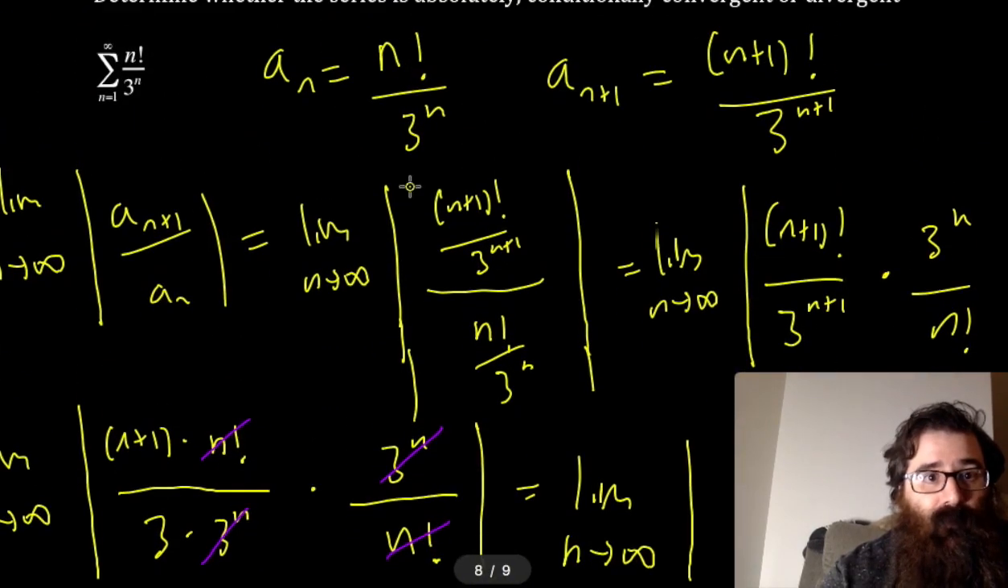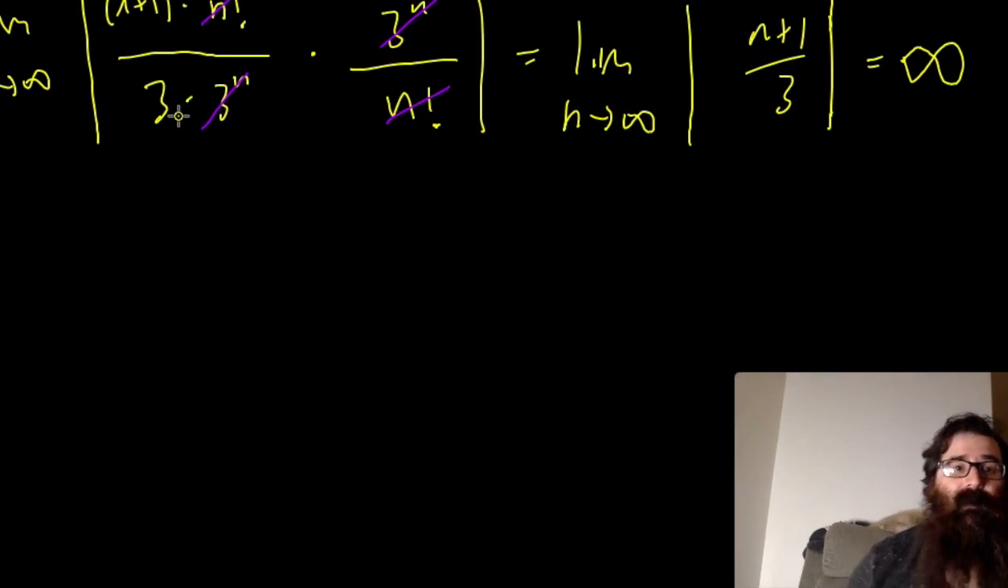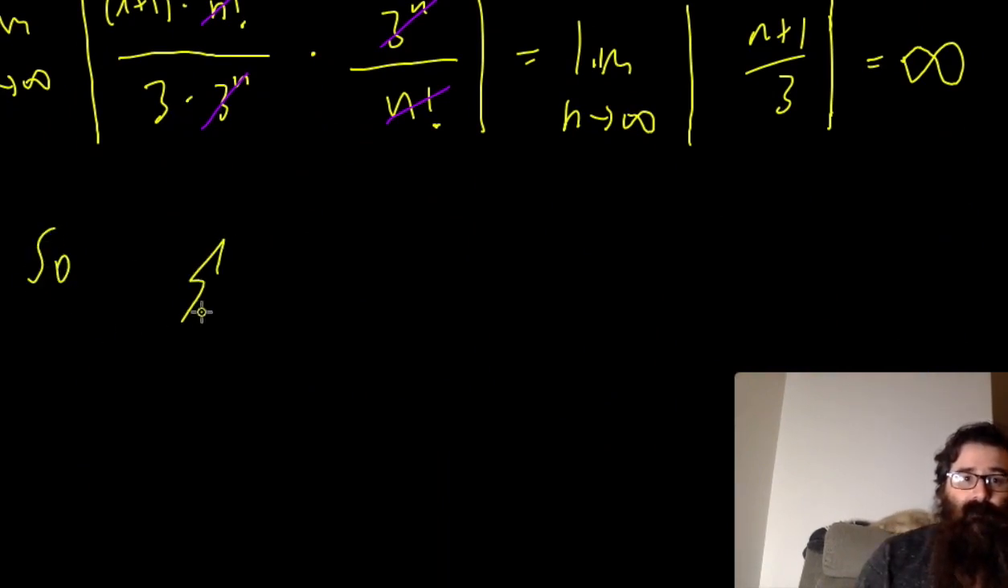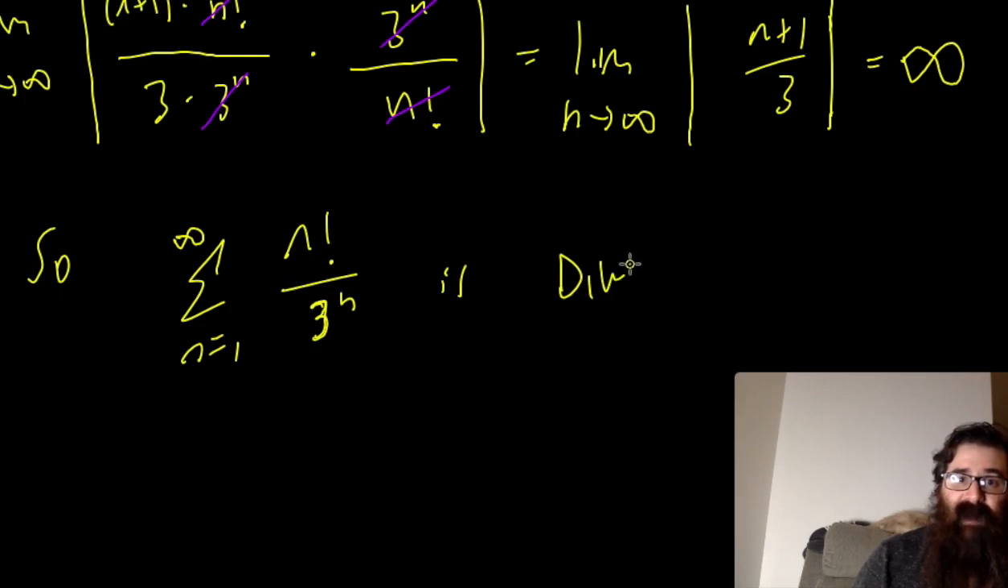Let's skip back through. It was from n equals 1 to infinity, n factorial over 3 to the n. So the sum from n equals 1 to infinity of n factorial over 3 to the n is divergent by the ratio test.